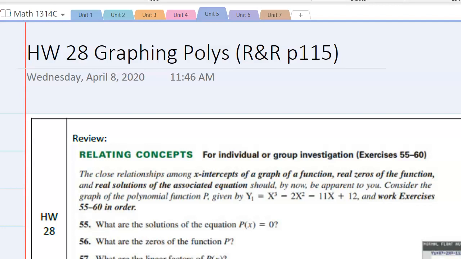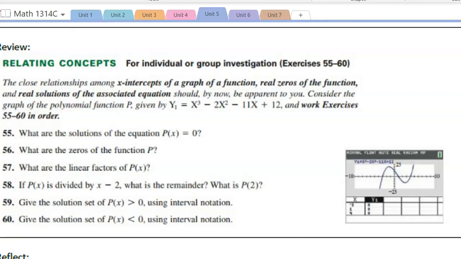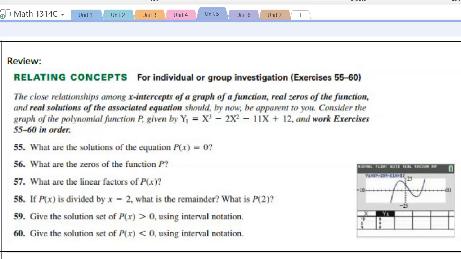This video will cover the review for the topic of graphing polynomials. For the review, we are asked to relate some concepts we have covered. You may only want to focus on the first 3 questions. You may want to pause this video here so that you may attempt to answer the questions on your own.